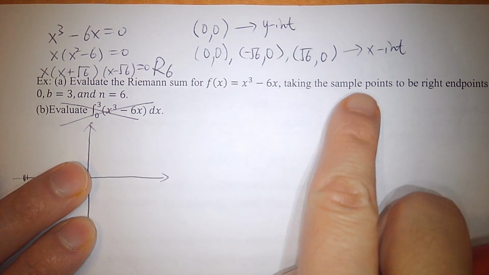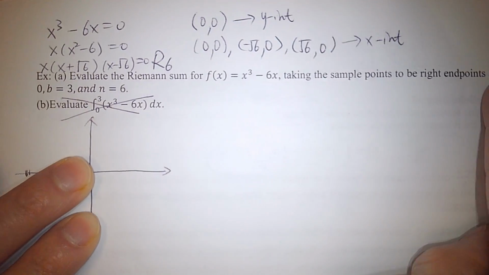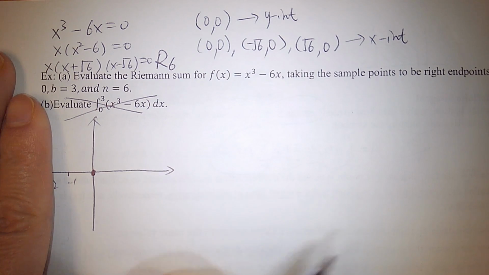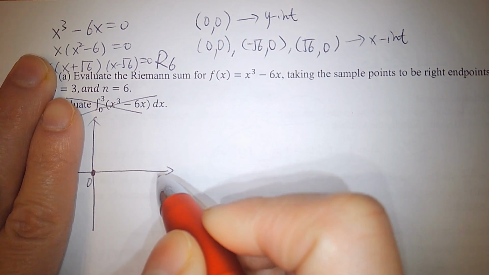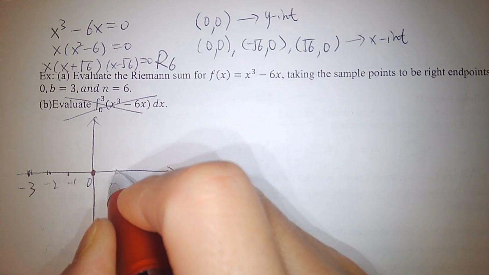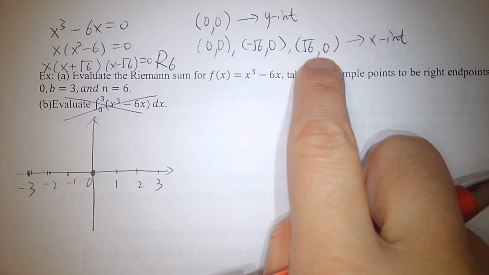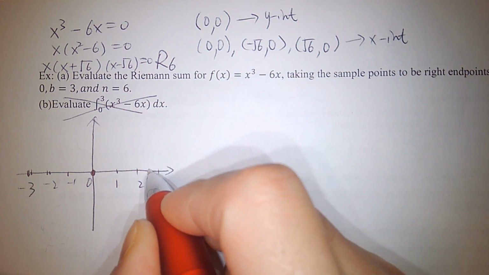Why? Because eventually we'll only worry about our graph when x varies between what? 0 to 3. So we don't have to worry about when x is less than 0. We'll only worry about when x is between 0 and 3. You agree with that? So 1, 2, and 3. Okay, so the other x-intercept is what? 2.45, right? So I would say here, square root of 6.